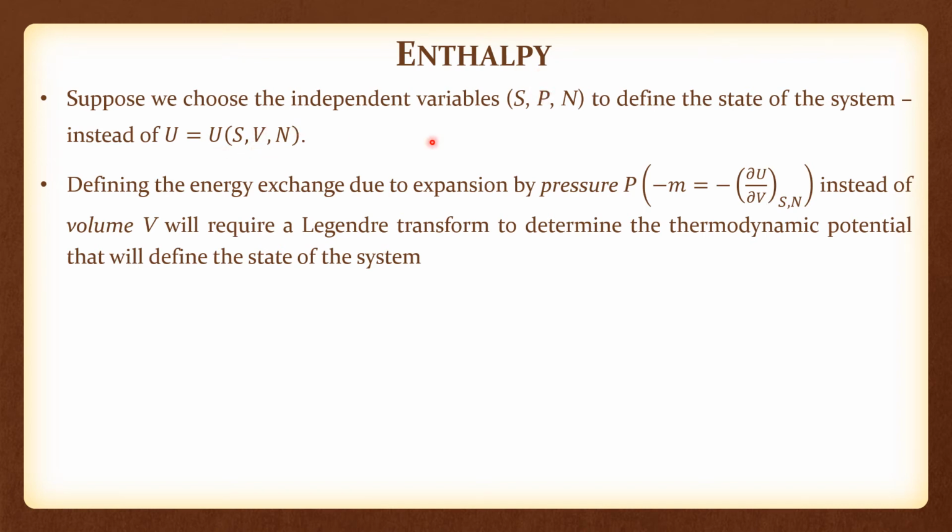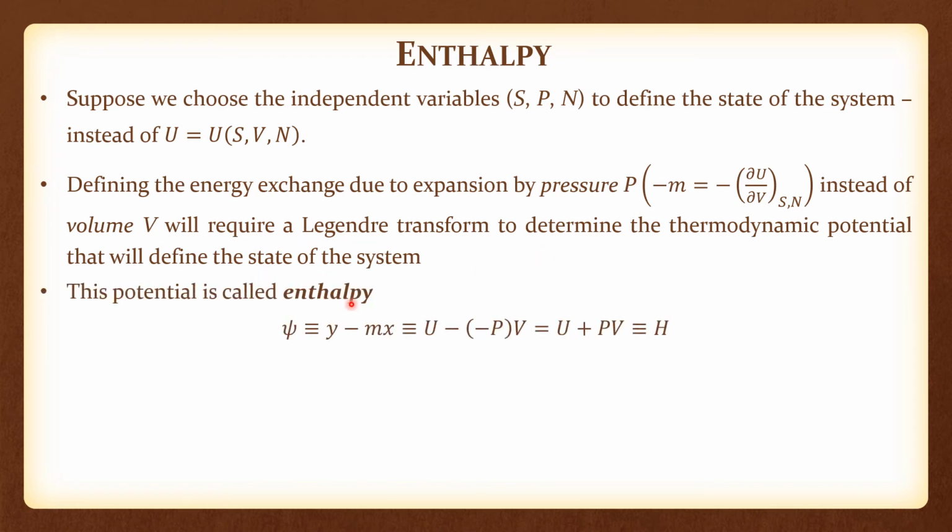Pressure is of course the slope, minus m is minus dou u dou v, and therefore this will require a Legendre transform to determine the new thermodynamic potential that will define the state of the system. This potential we call enthalpy. So psi is y minus mx, where m is minus p. What is your original one? Y is y of x. Now we are writing psi is psi of m. Only one variable is changed, other variables are held constant. So v is becoming p.